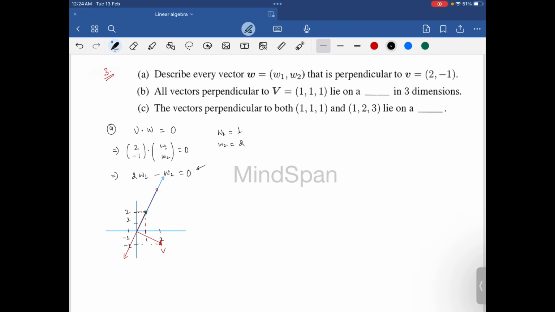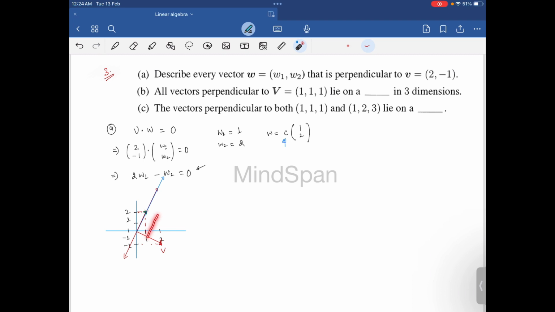So in general, we can write that all w vectors that will be perpendicular to this vector v will be c times (1, 2), right? And this c is any real number. Now one question can be raised in your mind: that we could have a vector that is shifted from this origin.